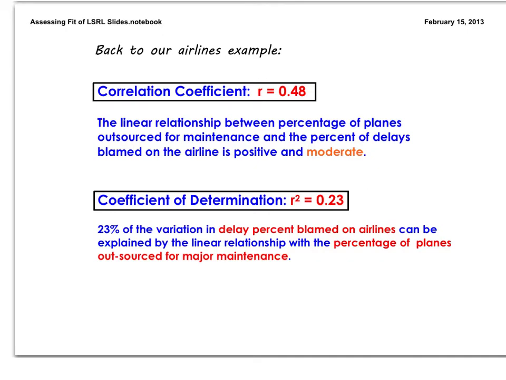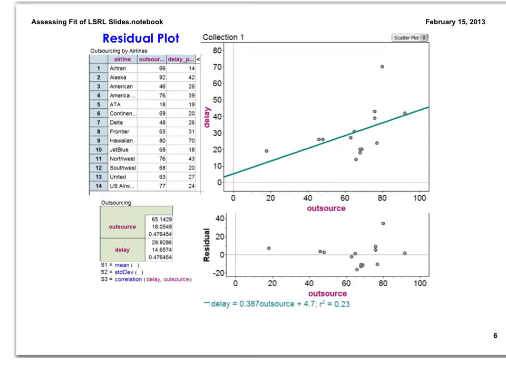And then the last thing we'll look at is the residual plot. What we see here is the original scatter plot and below it the residual plot. You should recognize this as output from Fathom, and I'll give you directions on how to do this in your calculator. As a matter of fact, they're already on the blog, so you should take a look at the blog to download those instructions.